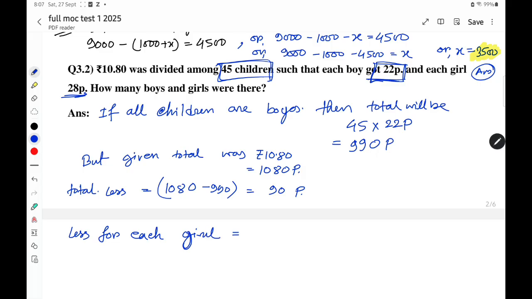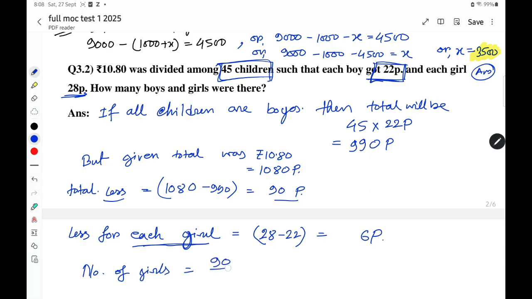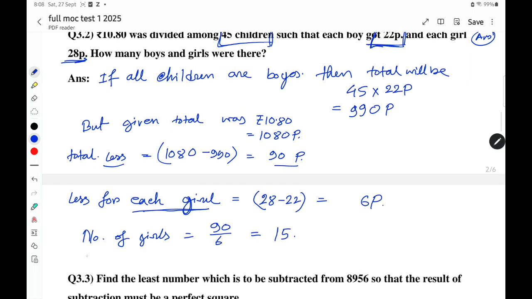For each girl, how much less has occurred, meaning if each girl is replaced by a boy, then the amount is less. We can write it by explaining, or in shortcut we can write: if each girl is replaced by a boy, then the amount will be less by 28 minus 22, that means 6 paise. So for each girl the amount less is 6 paise and total less is 90 paise. So the number of girls equals 90 by 6, so that means 15. So this is the number of girls, and the remaining are boys, 45 minus 15, so that is 30. So this is our answer.